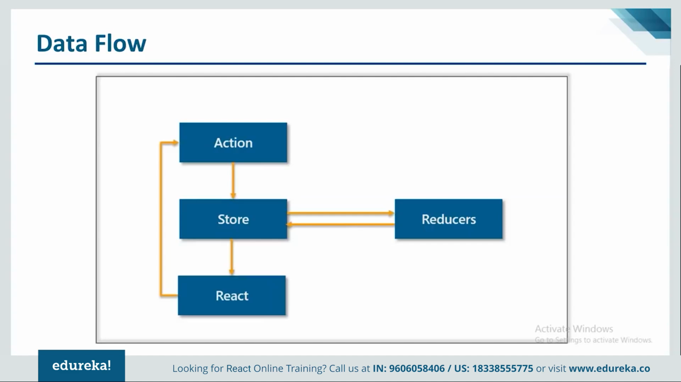So first of all, action. How is this data flow happening? An action describes the user intent. It is an object with some type property and some data. The action has a type.